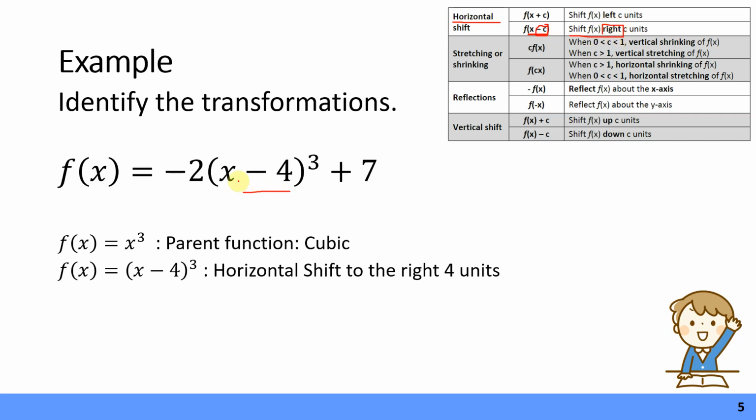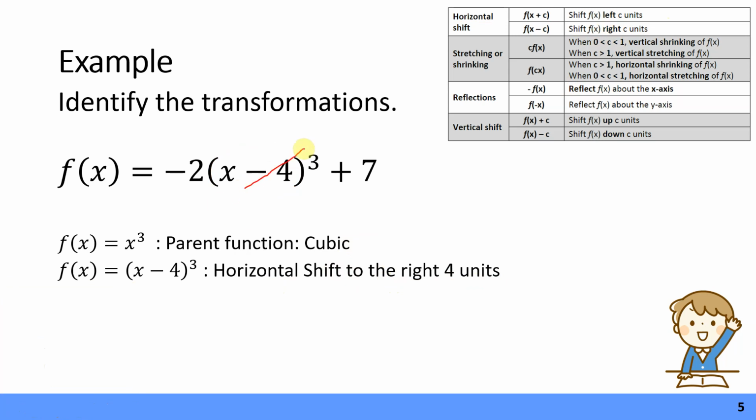So if you notice, when you have a number inside the parentheses, that means that it's a horizontal shift. Since it's a minus, I know this makes no sense, right? But every time you have a minus, it's a shift to the right. So that means my graph is going to move to the right 4 units. All right, so that is one transformation already. I don't think it was that bad. Now let's go on to the next one.